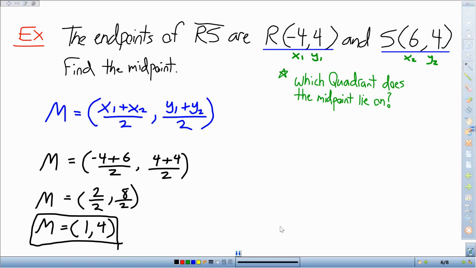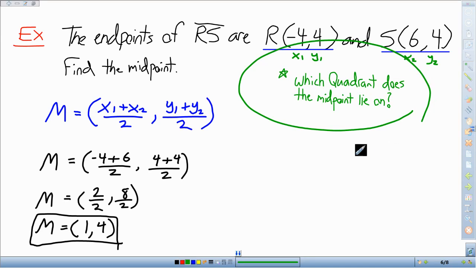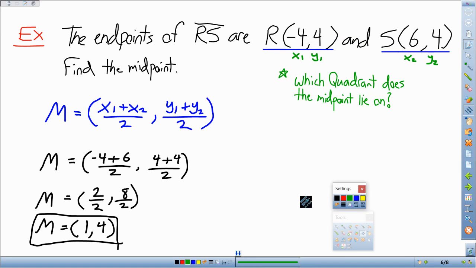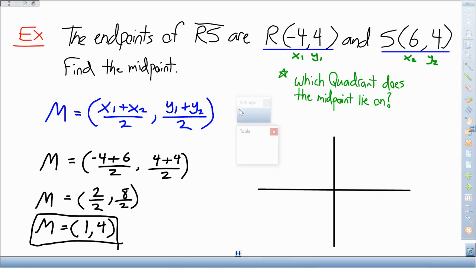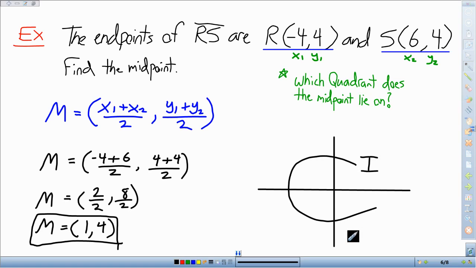Pretty easy stuff. Let's look at the bonus question. It's asking, which quadrant does the midpoint lie on? When it comes to graphs, it's broken into 4 quadrants. This might not be a bad thing to write in your notes. Go ahead and draw yourself a quick X and Y axis. The first quadrant is in the top right, and we use a Roman numeral 1. Then it goes counterclockwise from there: this would be the second quadrant, this would be the third, and this would be the fourth.